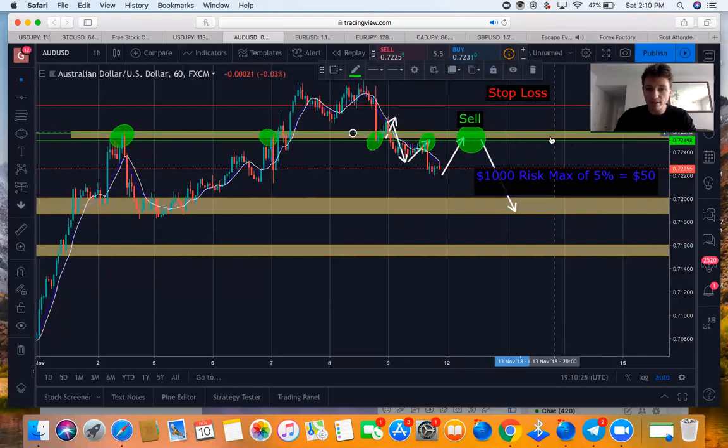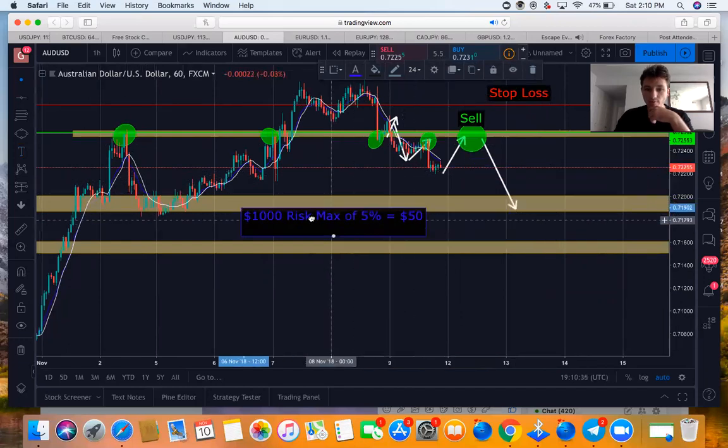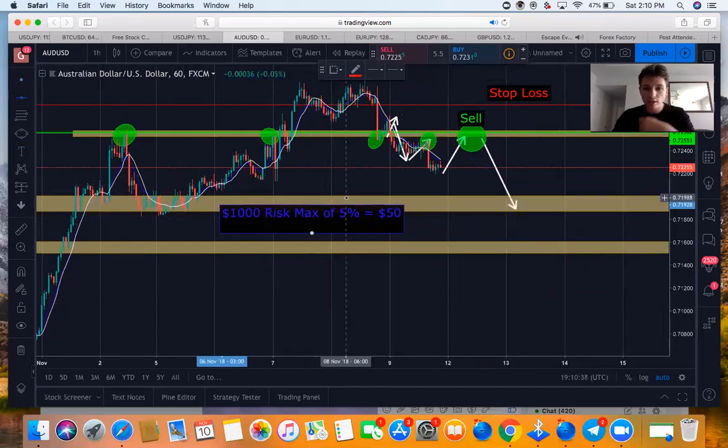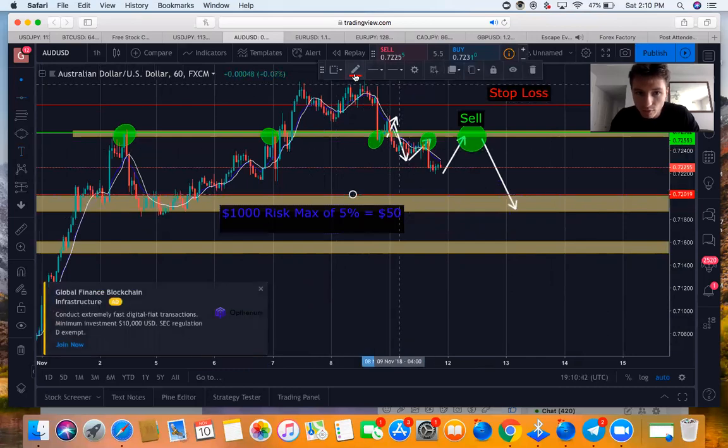So I'm going to make this less confusing. We're going to put both of these at 72.55, right? That's our entry. Our stop loss is 25 pips above, and our take profit is going to be down here, right above the zone. We'll do that blue for blue, take profit.